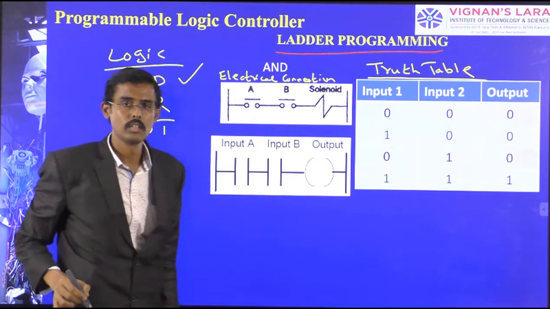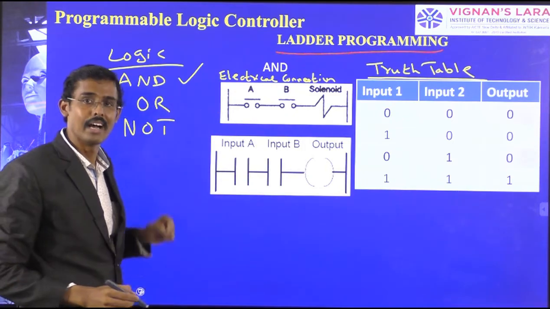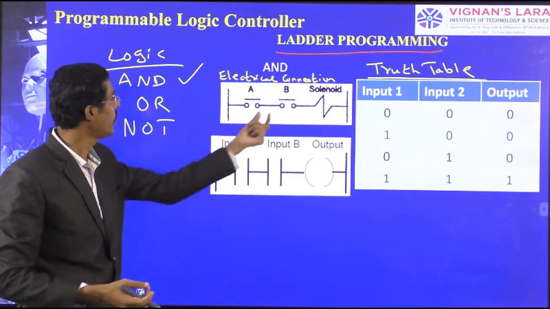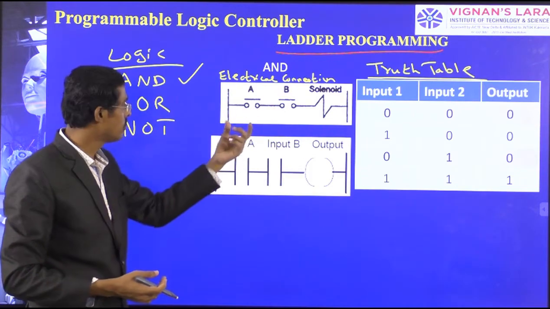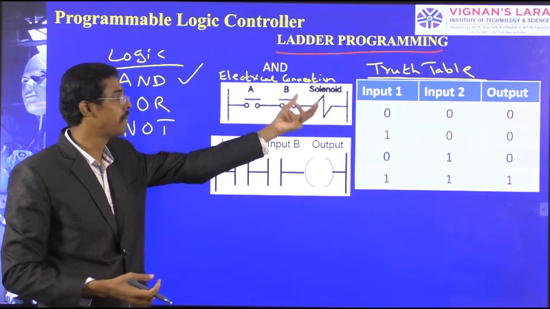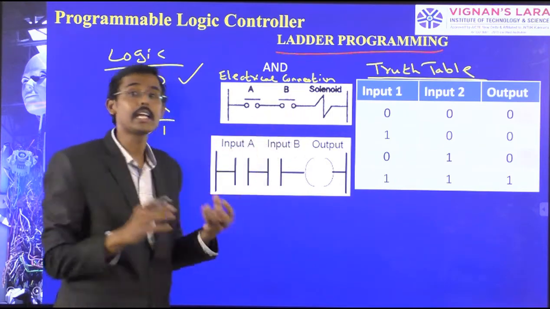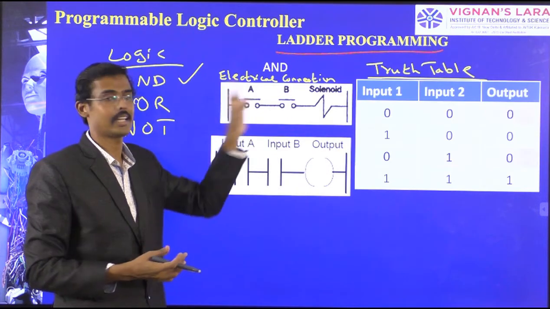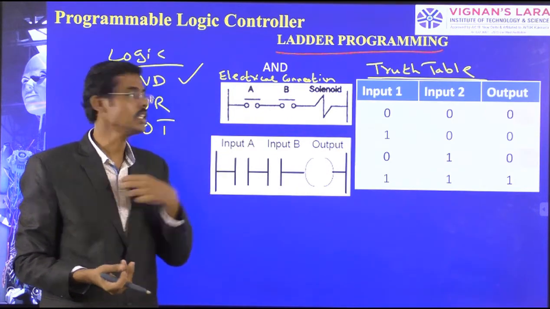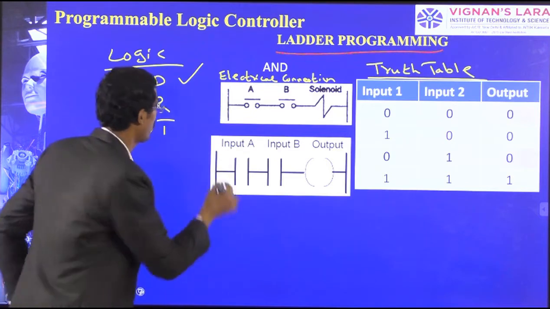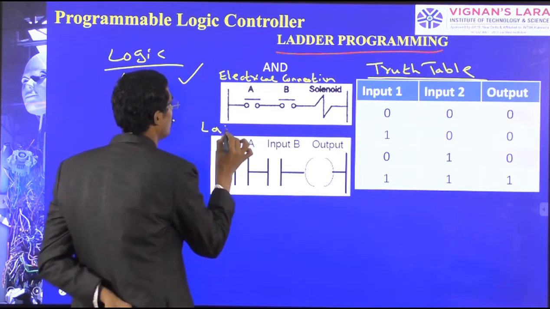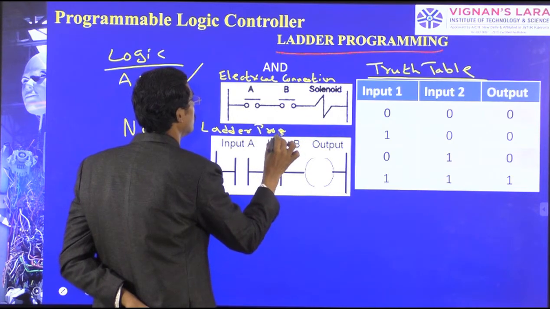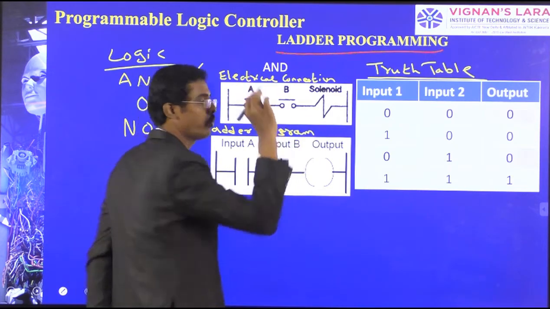This is the electrical connection. I have a power rail and I have two switches here, switch A and switch B, and one output connection of a bulb. This is the electrical connection representation of a wiring system. Now I am changing this electrical connection into the ladder program. This is the ladder program I am changing.